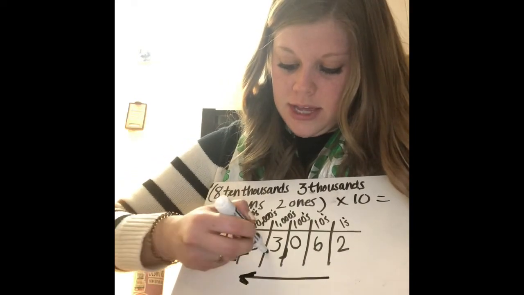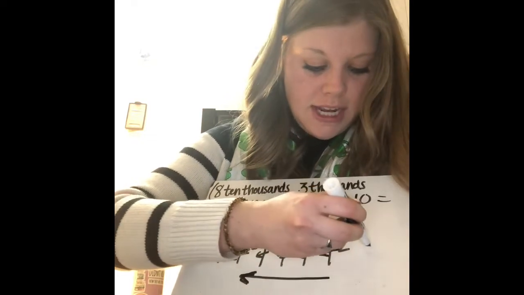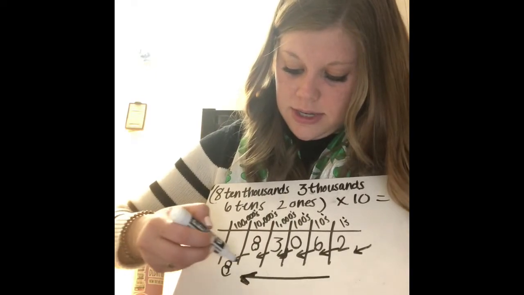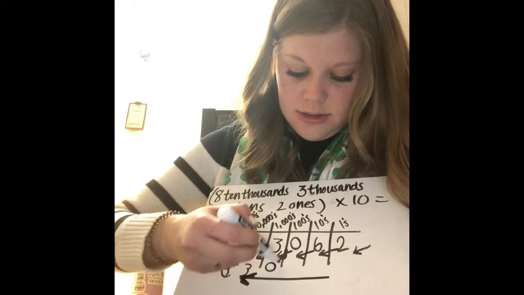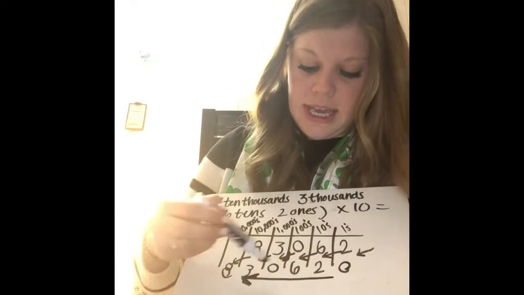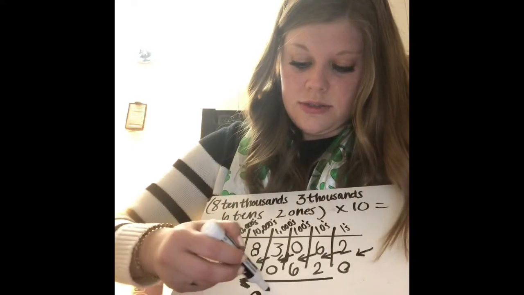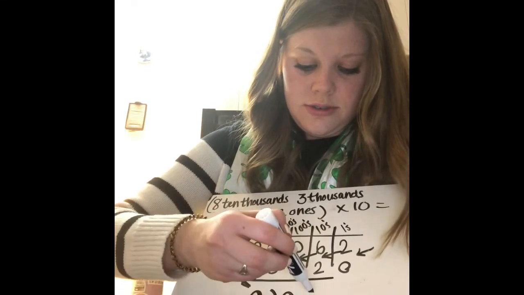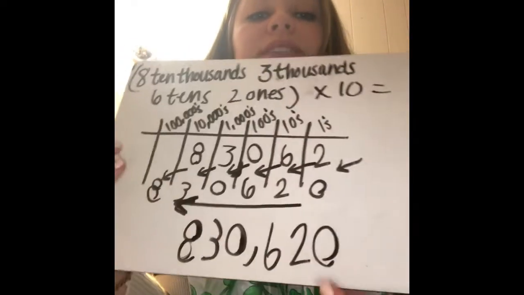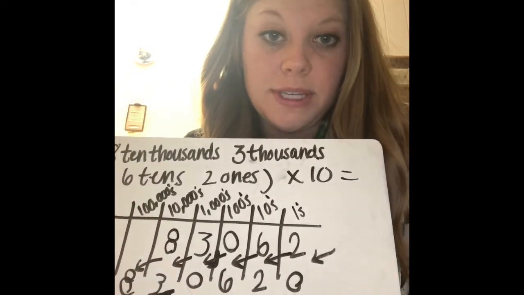And when we do that, we've got to add on a 0 here. So our 8 would go here, 3 here, 0, 6, 2, 0. So now we get 830,620. So all we're doing is adding on a 0. But if it's easier for you to stack and multiply, you can do it that way too.